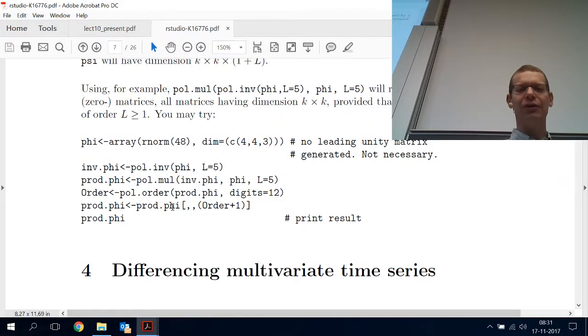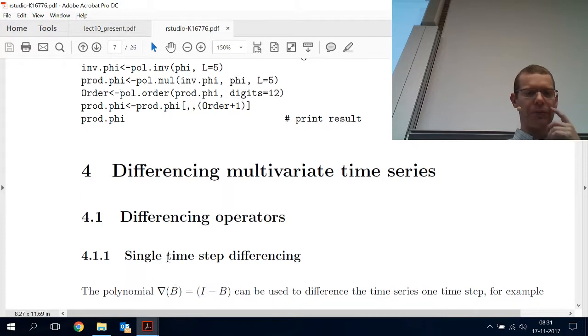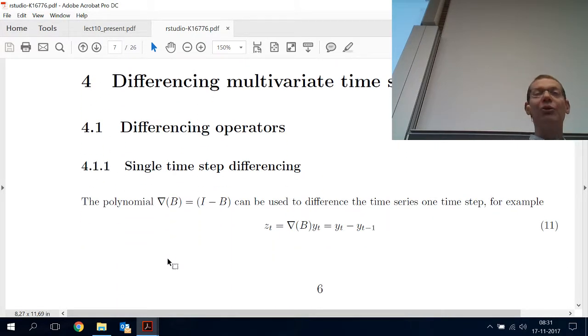What is here is the same code that I just ran. So differencing. You have done a lot of differencing for univariate models, right? But how do you do it in a multivariate setting?